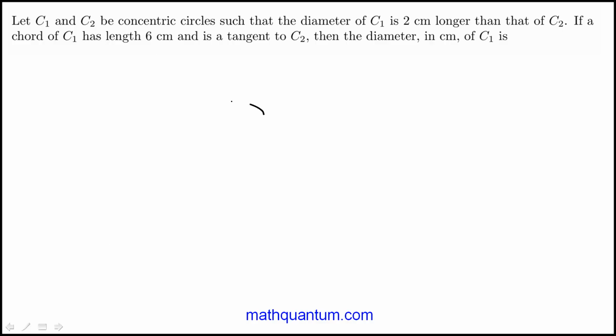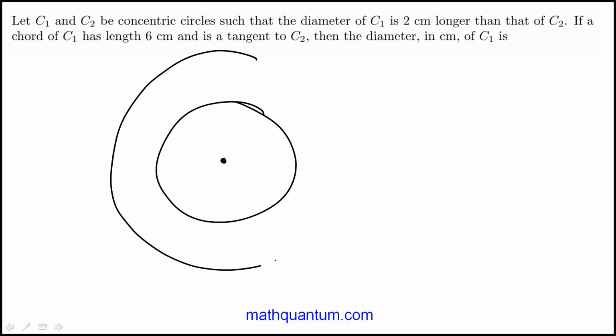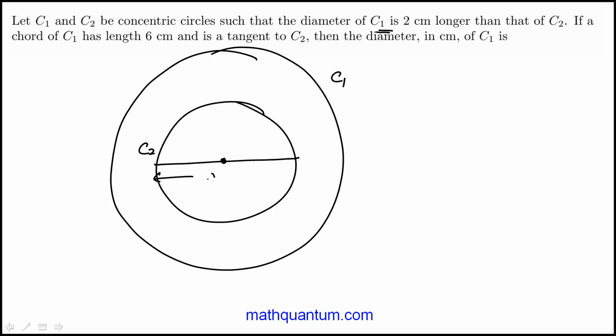So this question is about being able to draw out these circles and make the connections between these dimensions here. So if the diameter of C1 is 2 centimeter long, so C1 is the outside one, C2 is here. So if C2, the diameter is D, then this diameter here is D plus 2.